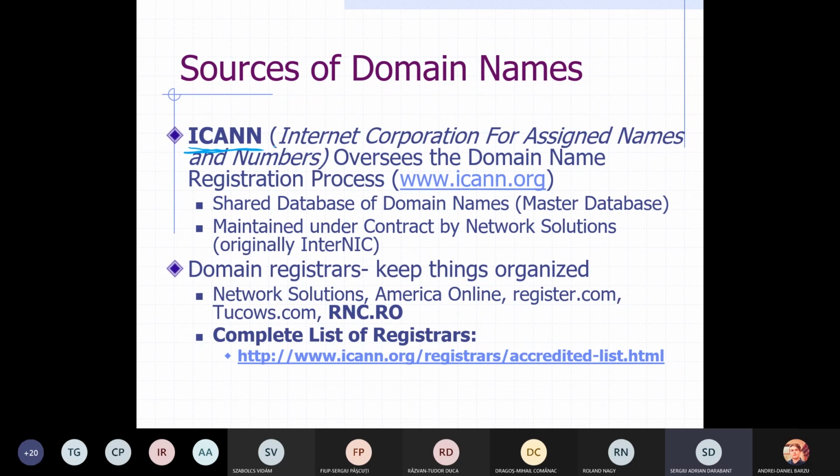And you would verify that the domain name is not already taken, and that organization will also do the same. For example, if I want to buy ubbcluj.ro, that organization will verify for you that the domain is not already bought by somebody else. If it's not existing, it will register it to you. You'll pay a fee. It will register it for you.